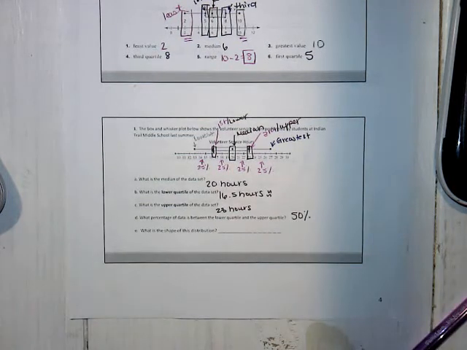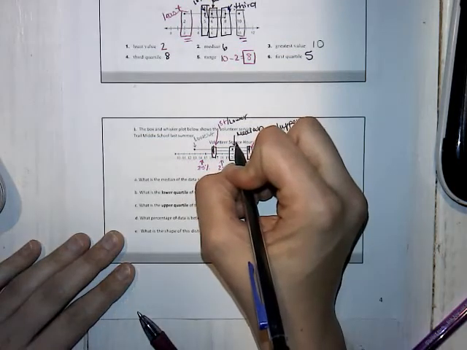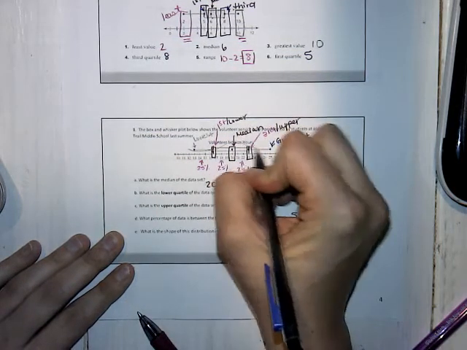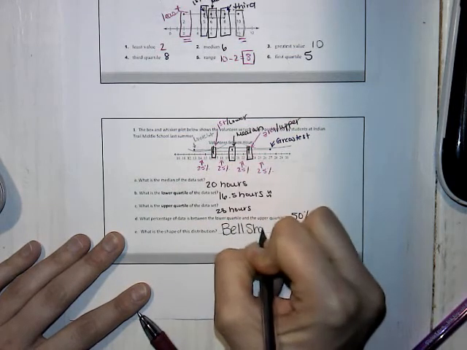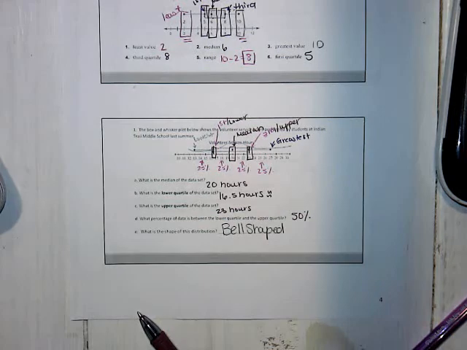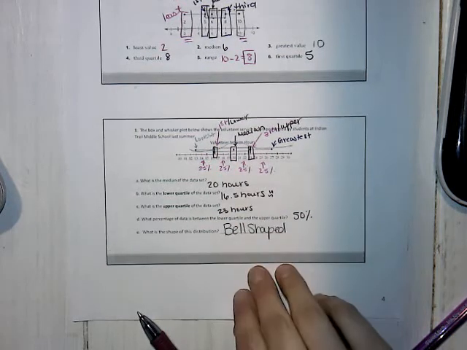It's not saying that there's more or less because the one side has a greater whisker or the other. And then the shape of distribution here. So my middle's here, and this looks pretty bell-shaped to me. Pretty even on both sides. All right, so that's those first ones there, interpreting them.